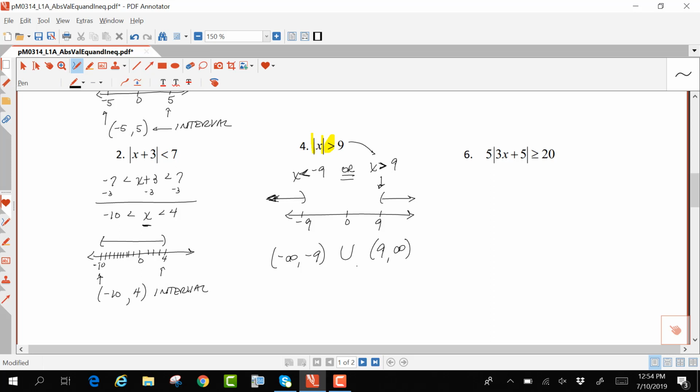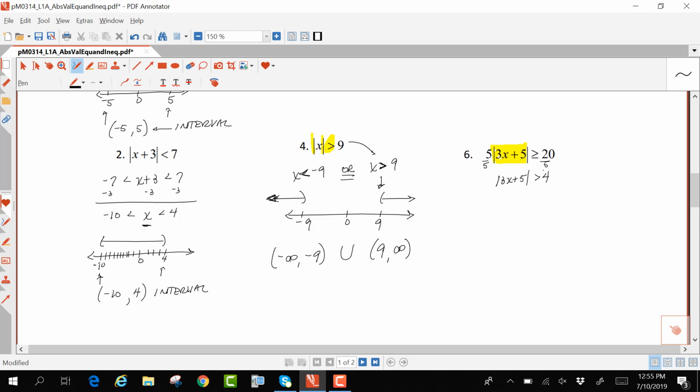Number 6 is your most difficult one on the page, so let's tackle it. Okay, again, take note, here is your absolute value information. It must be alone before I can complete the solving process. So the first thing I do is divide off this 5, so my absolute value term is alone, or isolated, with no number in front of it.